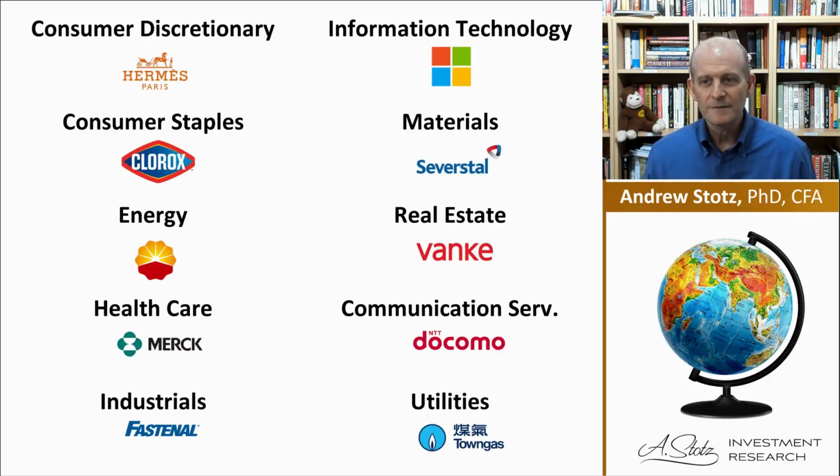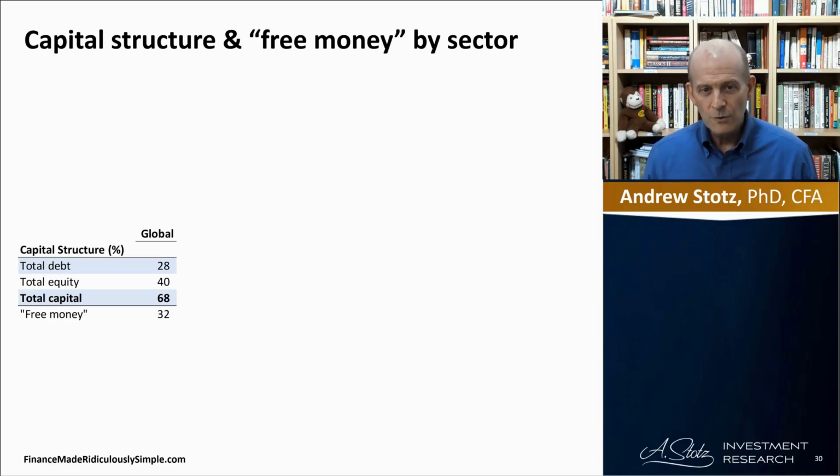Let's go into our sectors, and we're just going to look at the total debt and the total equity, and that gives us our total capital. So debt of 28, and remember that's short-term debt and long-term debt for all companies, and total equity is 40, we've already seen that, and so the total capital is 68. Because we've rebased it to 100, and it's a common size statement, the difference is 32. 32 is not equity, and it's not debt. So I call this free money.